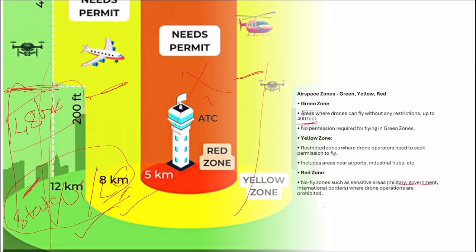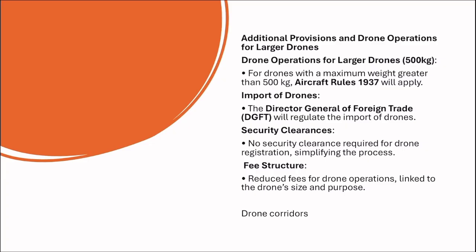And next, what other things are there? This one we have already read: for more than 500 kgs, the Aircraft Rules 1937 will apply. And if you want to import drones, the Director General of Foreign Trade will regulate it.